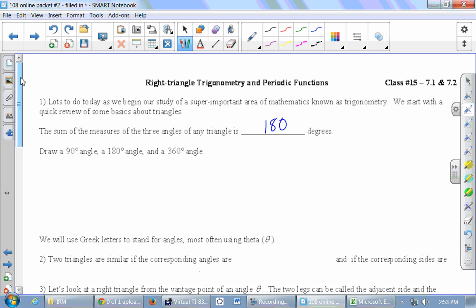Draw a 90-degree angle, a 180-degree angle, and a 360-degree angle. Pause the video and come back when you've done that.